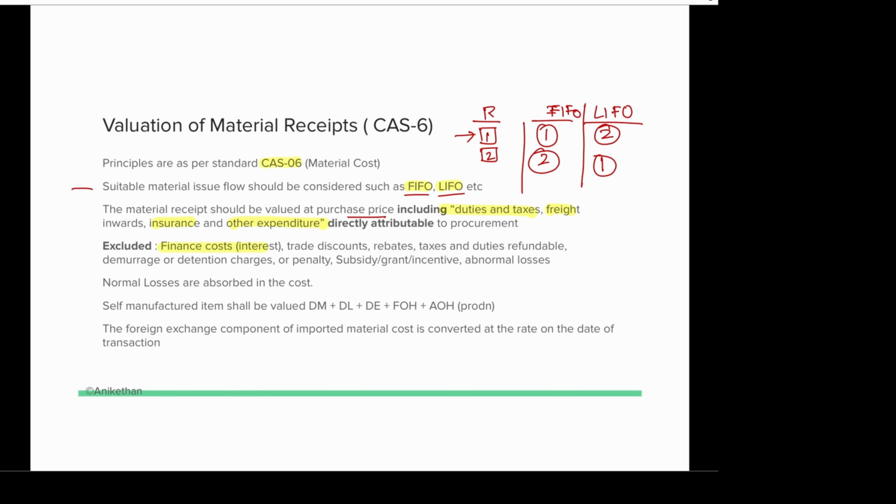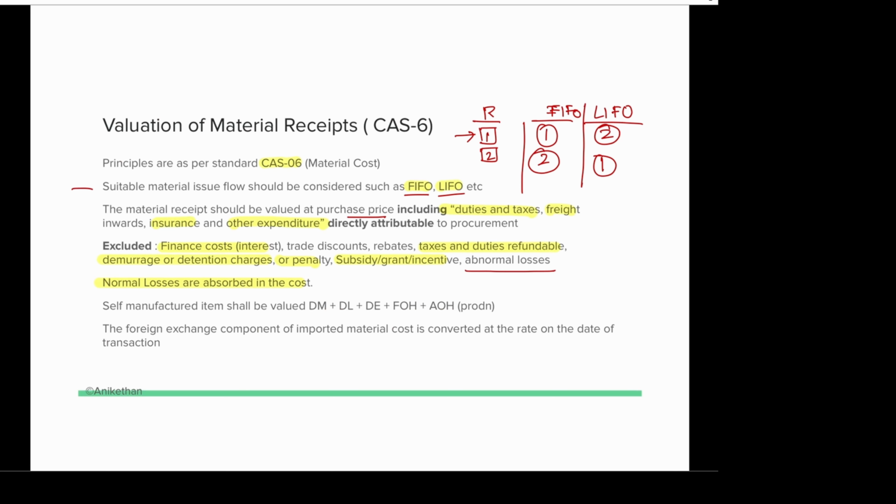Likewise, some of the costs are excluded from material cost. These are your finance cost, and any taxes and duties that are refundable. That means if you are getting an input tax credit, that is not included in material cost. Any demurrage and detention charges are related to customs warehouse policies. When the material is not cleared within the date of bill of entry, demurrage and detention charges occur. Penalties, subsidy, grants, etc., which are additional, are excluded from cost of material.